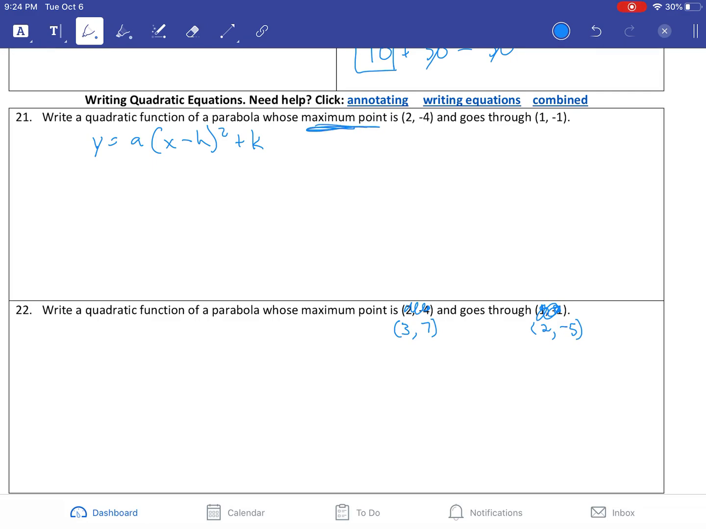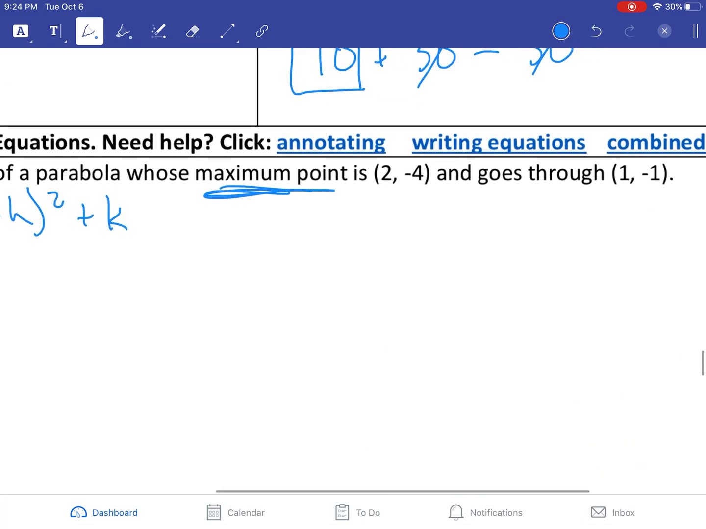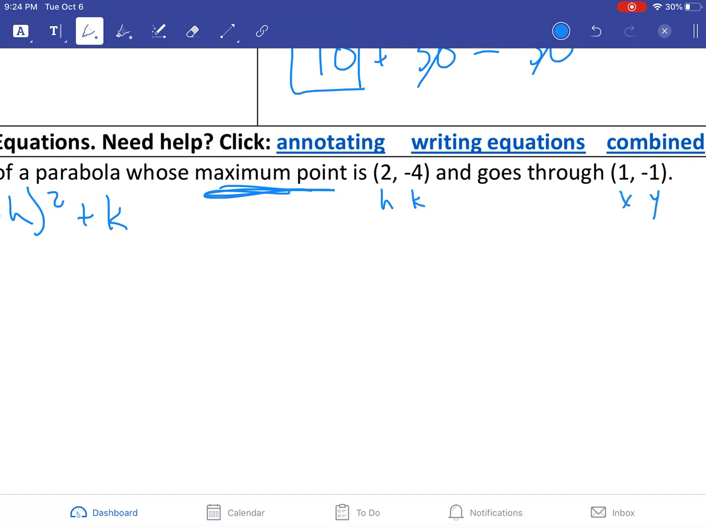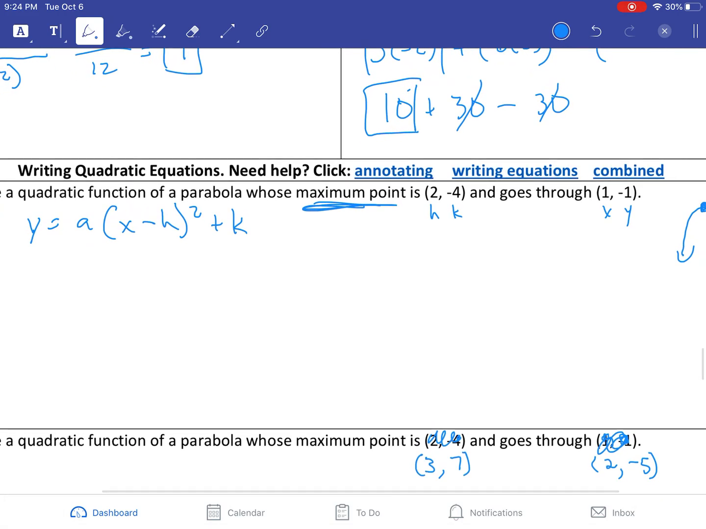Now we're talking about maximum point. We might not have touched on this, but maximum point in a quadratic means the graph is going down because there is one point at the very top that is the maximum. That means that this 2 comma negative 4 is your vertex, h comma k, and the other point is just x comma y. Now that we've labeled these points, we can put them into our equation.